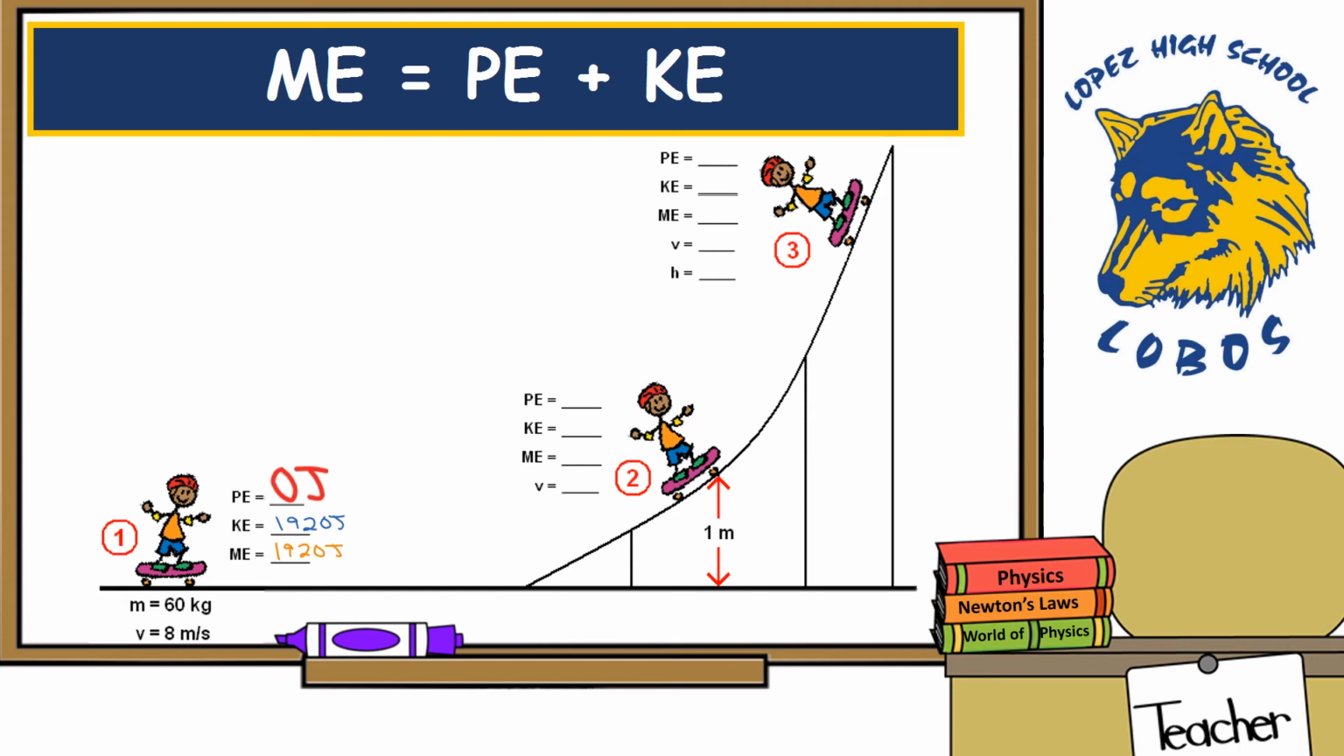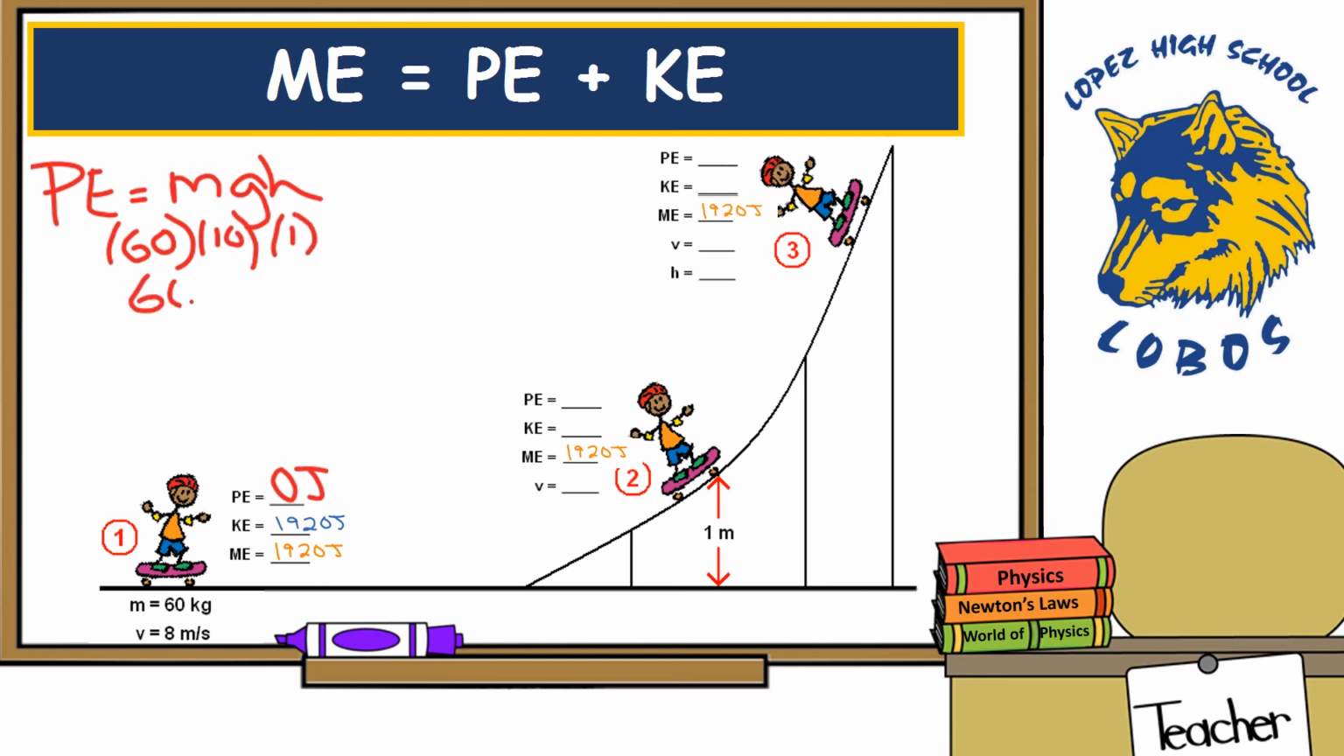This means that the skater will have 1,920 joules total mechanical energy at any other position on the ramp as well. Okay, let's look at the second position. Here we see that the height is 1 meter, which means that potential energy equals 60 times 10 for gravity and times 1 for its height, giving us 600 joules of potential energy. Since we know that the total mechanical energy must be 1,920 joules and 600 joules were for potential energy, then that must mean that kinetic energy at this position was 1,320 joules.